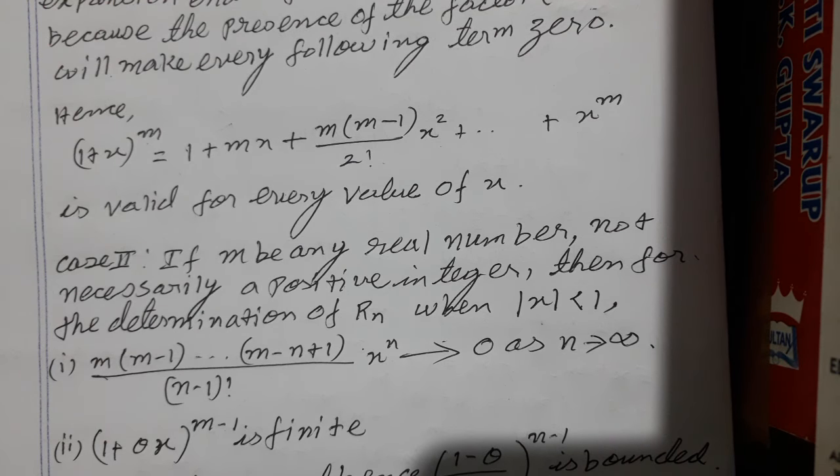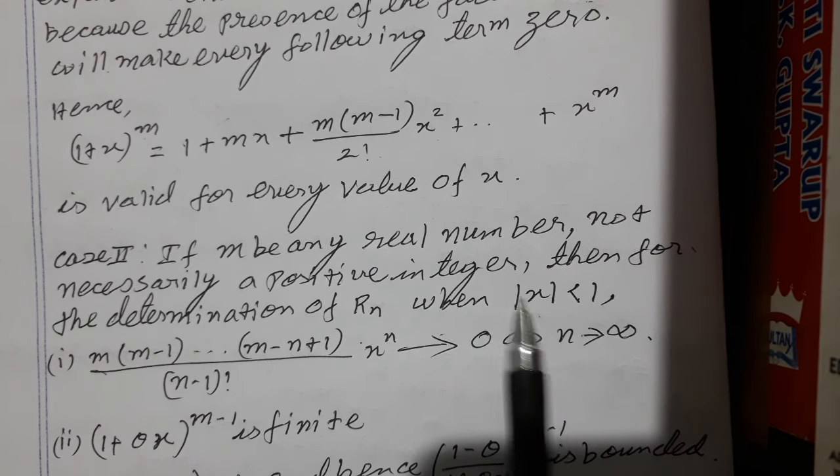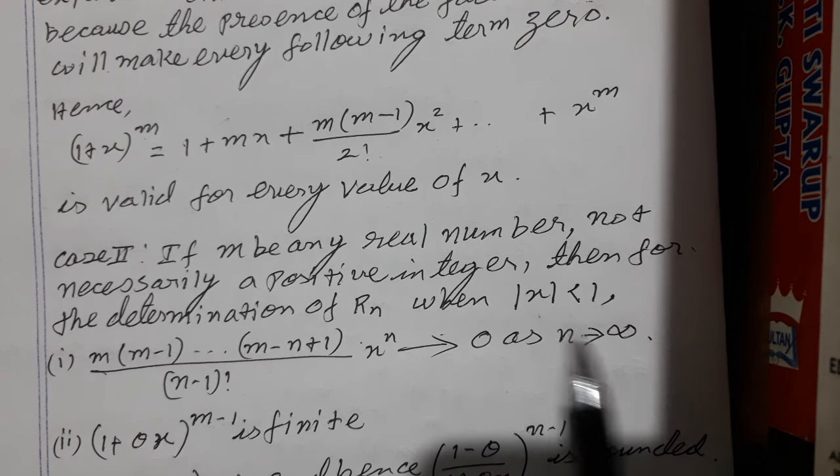Okay, now we'll take m to be any real number, not necessarily a positive integer. It can be negative, it can be a fraction. So we'll take the Cauchy remainder form. We'll try to show that the Cauchy remainder form tends to 0. So we are taking x lying between minus 1 and 1. We'll try to show that this remainder tends to 0 as n tends to infinity.